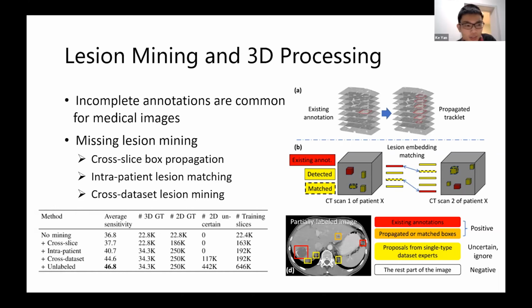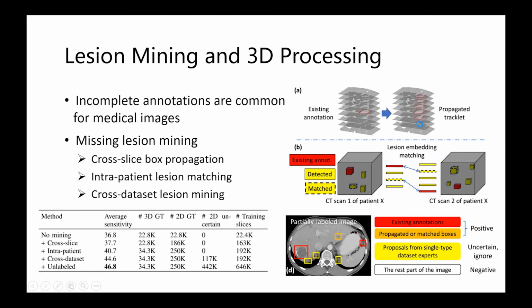Oh, actually, it's quite intuitive. We first train a detector from the existing, incomplete labels, and then we run the detector on all the other slices, and then we have some detections. Then we compute the intersection over union of the boxes in neighboring slices. If it is larger than, for example, 0.5, we group the boxes in the neighboring slices, and then we can propagate the boxes.